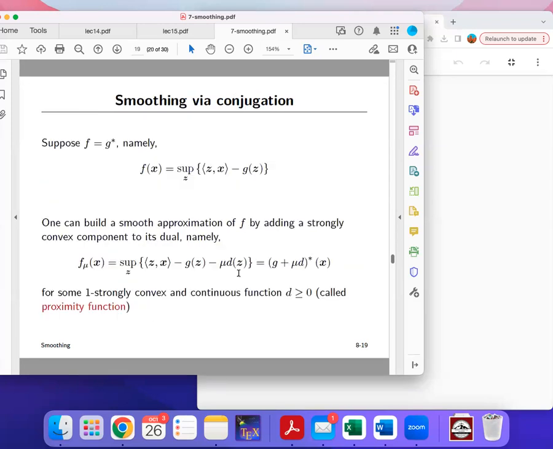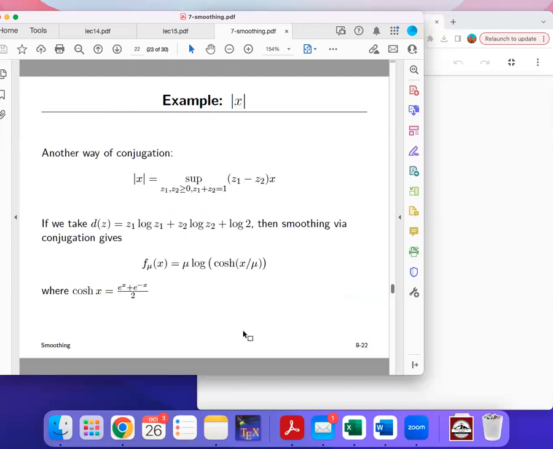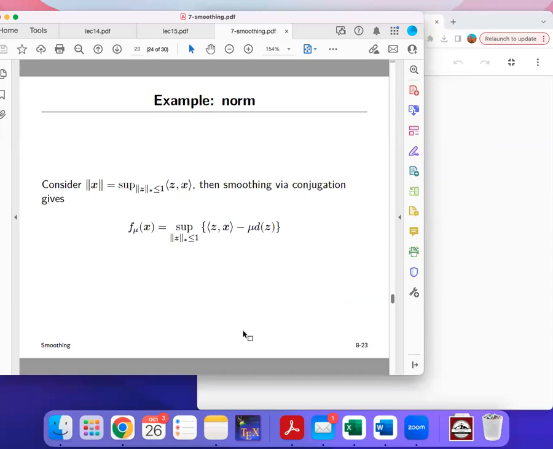The second one is via conjugation. If the function can be written as the conjugate of another function, then we can add a small perturbation to the conjugate function, and that will create a smooth approximation. So these are the approaches to construct a smooth approximation of a given non-smooth function.